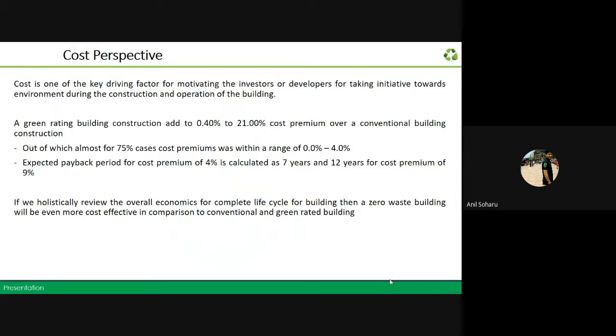However, in a zero waste building, cost is not the only thing. If you see the holistic view, meaning the overall contribution to society by reducing raw material use and waste generation, the benefit of this approach is much higher than simple cost calculations.